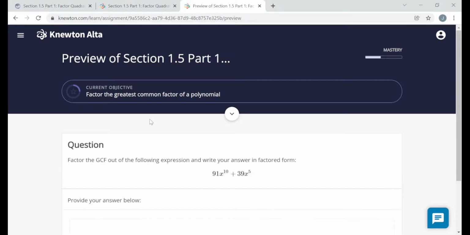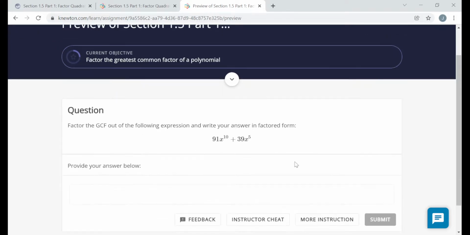Okay, and then we got another one. Now this is, factor the greatest common factor of a polynomial. So here we are asked to factor the GCF out of the following expression. Now factoring the greatest common factor out of an expression is just reversing the distributive property. So I'm assuming you know what that is. So it's just reversing the distributive property. And you'll see when I write it out. And write your answer in factored form.